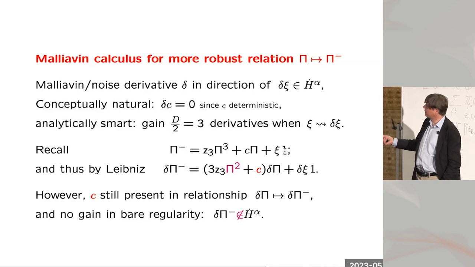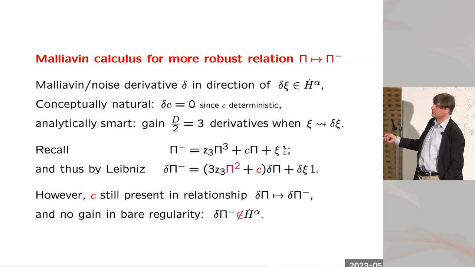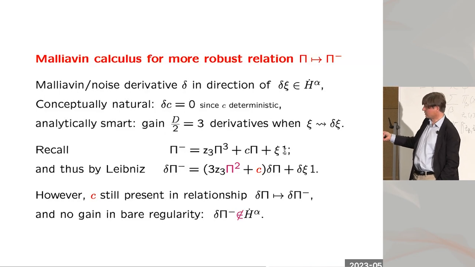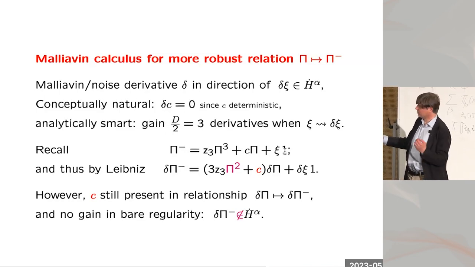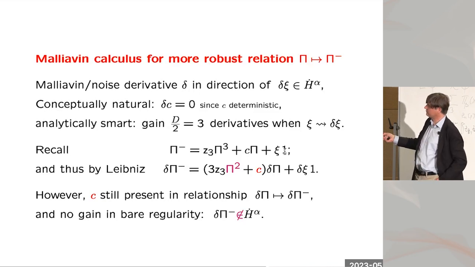And here is, on one slide or in two lines, this non-robust definition of the right-hand side as it relates to the left-hand side, the algebraic relation between pi minus and pi. And here is its Malliavin derivative, where you just use Leibniz rule. But now you see that you haven't solved all problems because you still have the noise here. It's not gone. So the C, this divergent term, is still present in this relationship between pi minus and pi, even on the level of the Malliavin derivative.